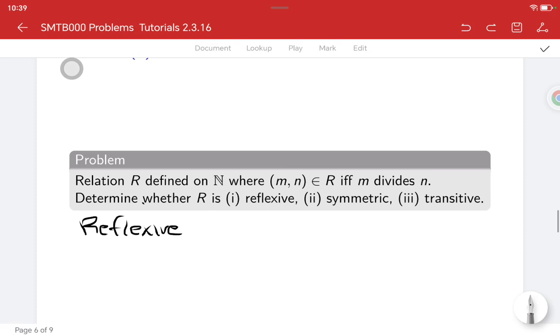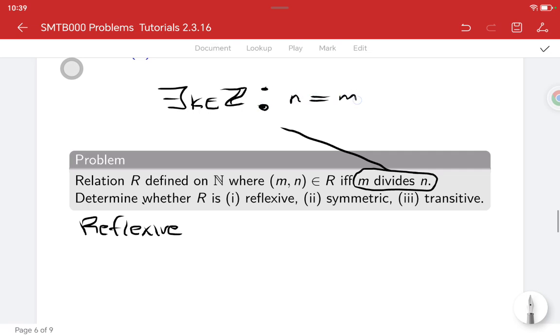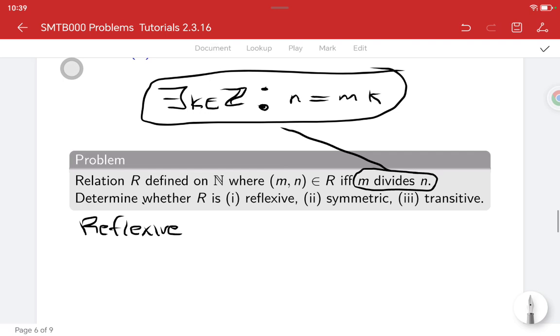What we mean by m divides n in mathematical format, in this case, is that there should exist some integer k, an element of the integers, such that n is equal to mk. So this is what we're going to have. There exists an integer k such that n is equal to mk.